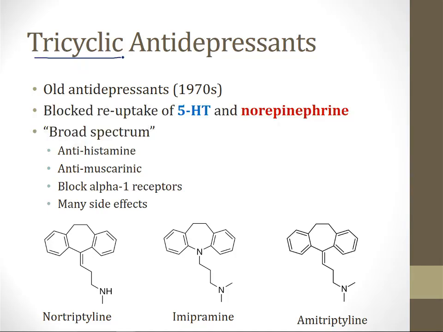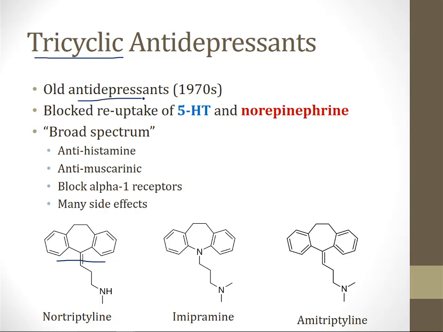We'll start with the tricyclic antidepressants. These drugs are called tricyclics because their chemical structures contain 3 rings. For example, at the bottom of the screen are the chemical structures of nortriptyline, imipramine, and amitriptyline. Those are all examples of tricyclic antidepressants.